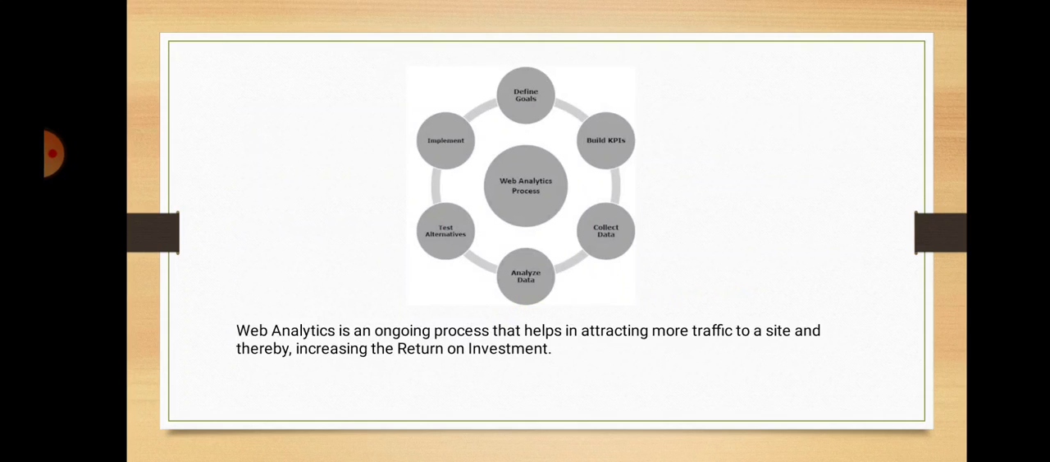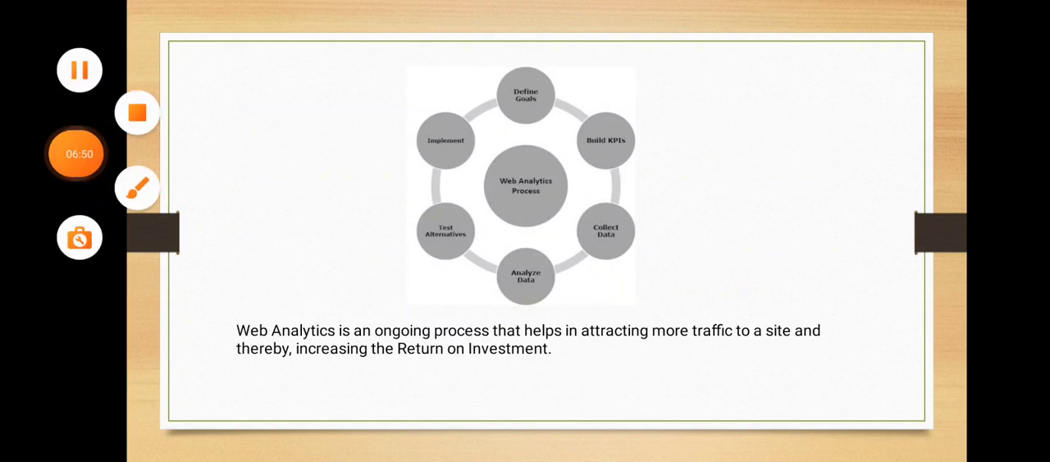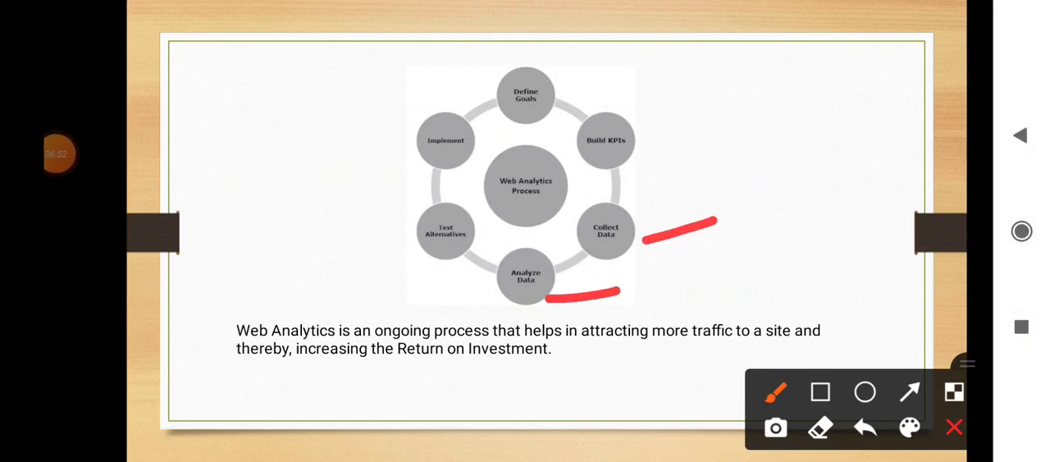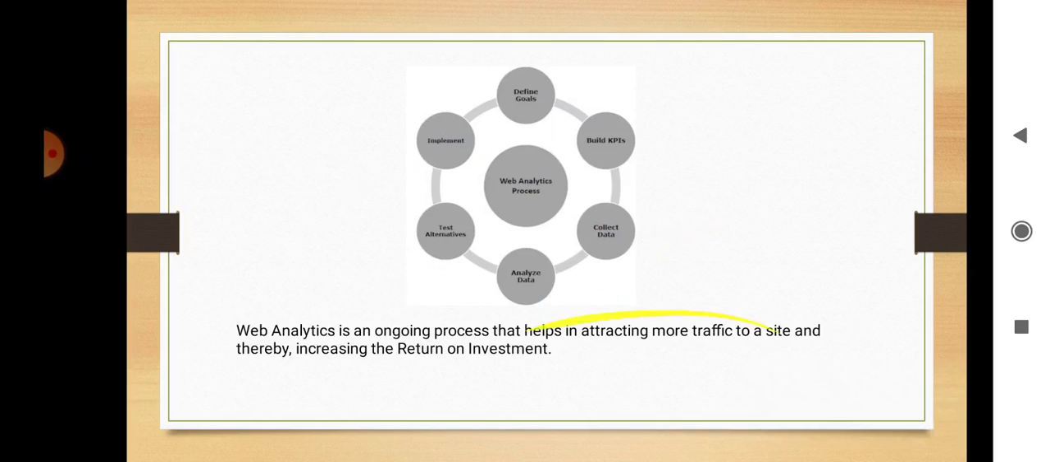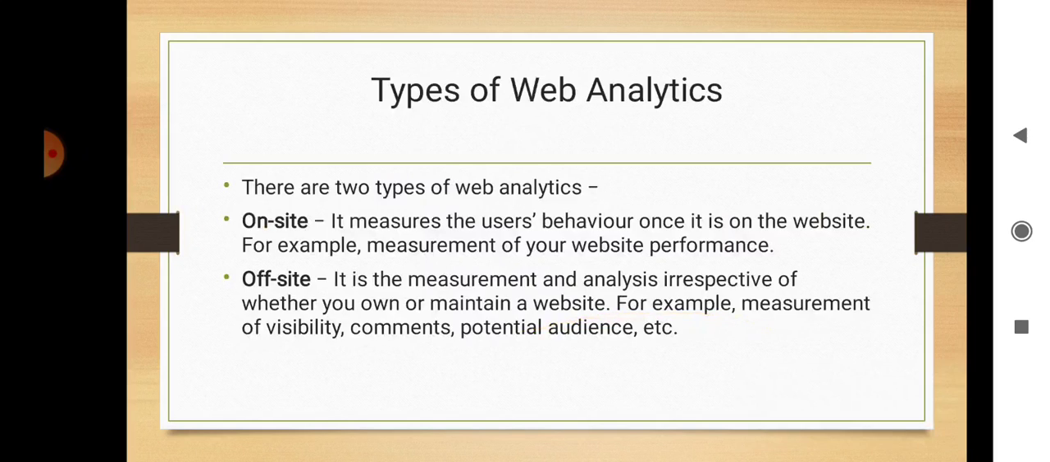These are the processes of web analytics. Define goals, then second is build KPIs, then third is collect data, then fourth is analyze data, then test alternatives, and last is implementation. Web analytics is an ongoing process that helps in attracting more traffic to a site and thereby increasing the return on investment. Then types of web analytics. There are two types of web analytics. First is on-site web analytics and second is off-site web analytics.